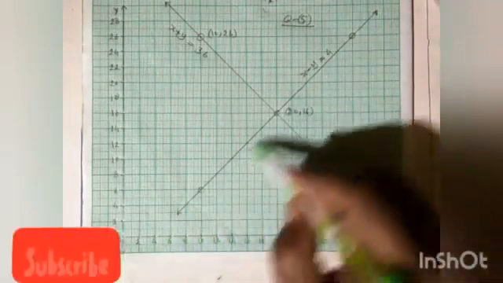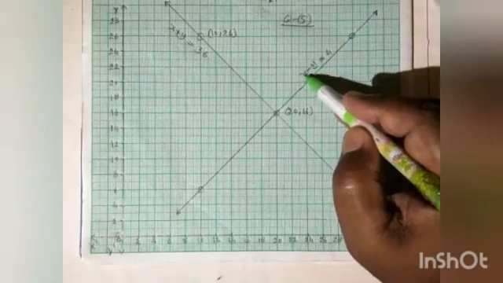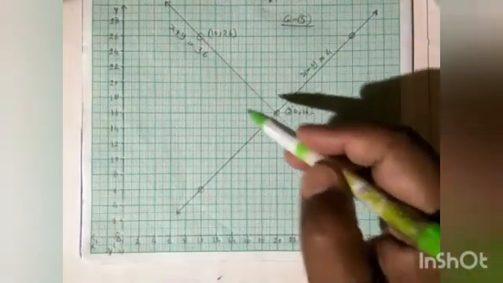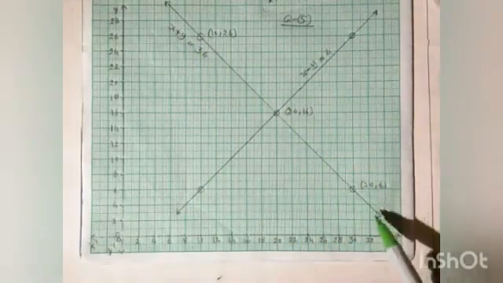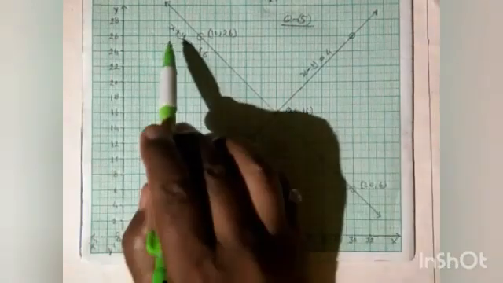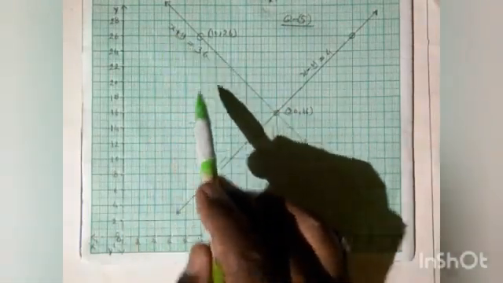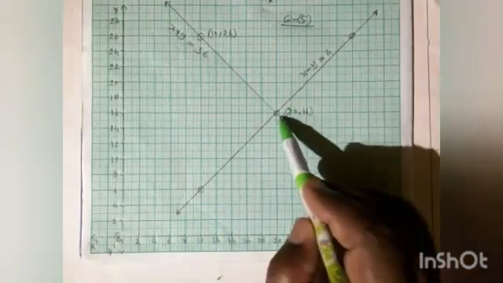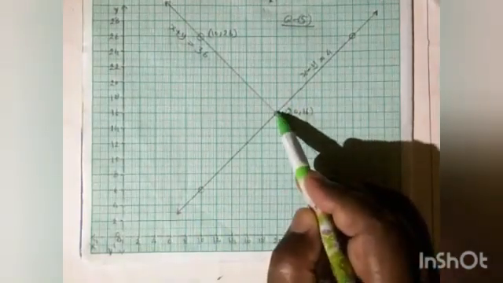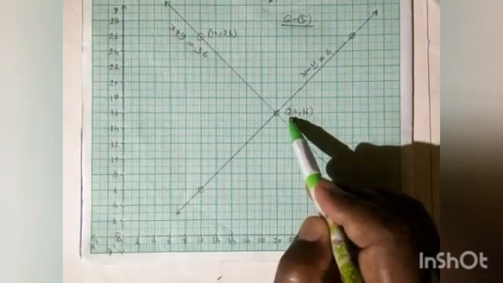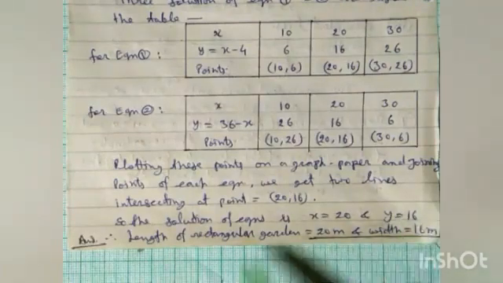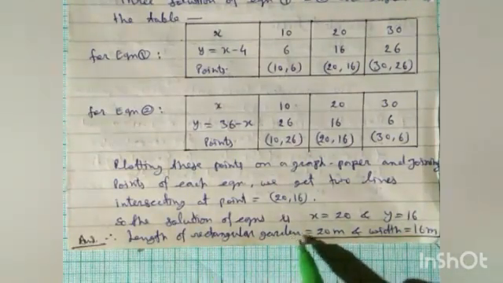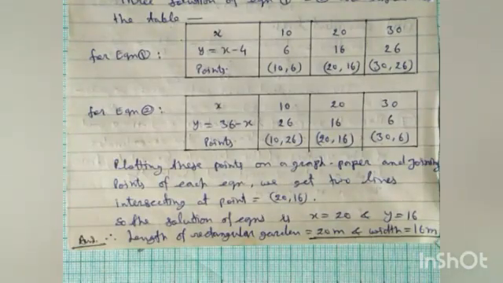So joining these points, we have a straight line for equation number 1, that is x minus y equal to 4. Similarly for the second equation, we have points (10, 26), then (20, 16) and (30, 6). Joining these points, we have another straight line for equation number 2, x plus y equal to 36. Both these lines intersect each other at the point (20, 16). So it is the solution of the pair of equations. So here the value of x is equal to 20 and y equal to 16. So the solution of the equation is x equal to 20 and y equal to 16, and the length of the rectangular garden is 20 meter and the width is 16 meter.